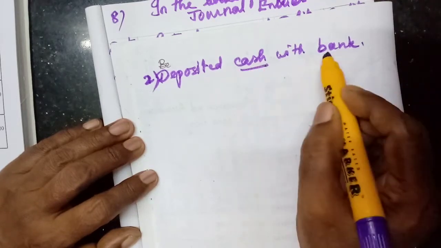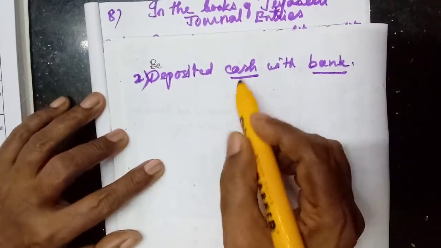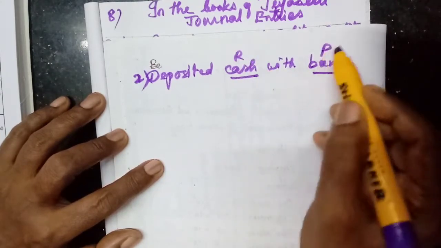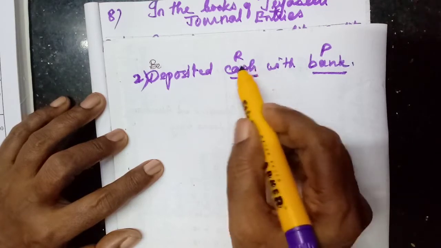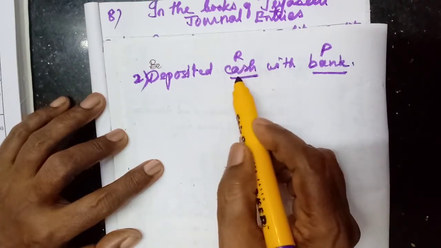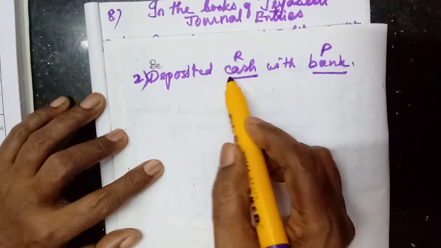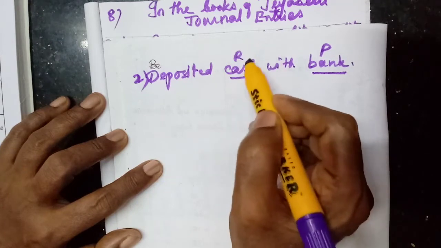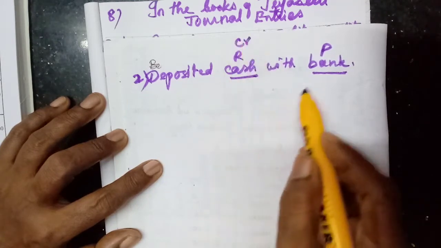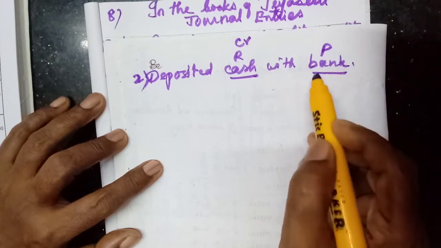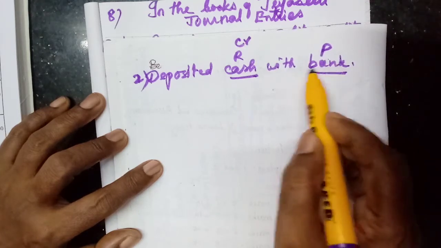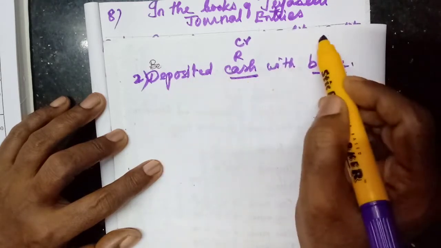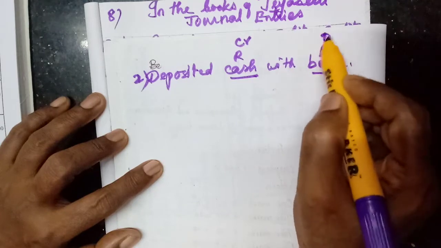Here one is cash, the other one is bank. Okay, here cash real account, bank personal account. Here we should check real account debit what comes in, isn't it? Whether cash is coming in or going out. When we deposit cash, the cash going out, isn't it? Cash going out means we need to credit. Here personal, bank is personal, debit the receiver. Whether the bank is receiving, yes, we deposit cash, the bank is receiving. So we need to debit bank.